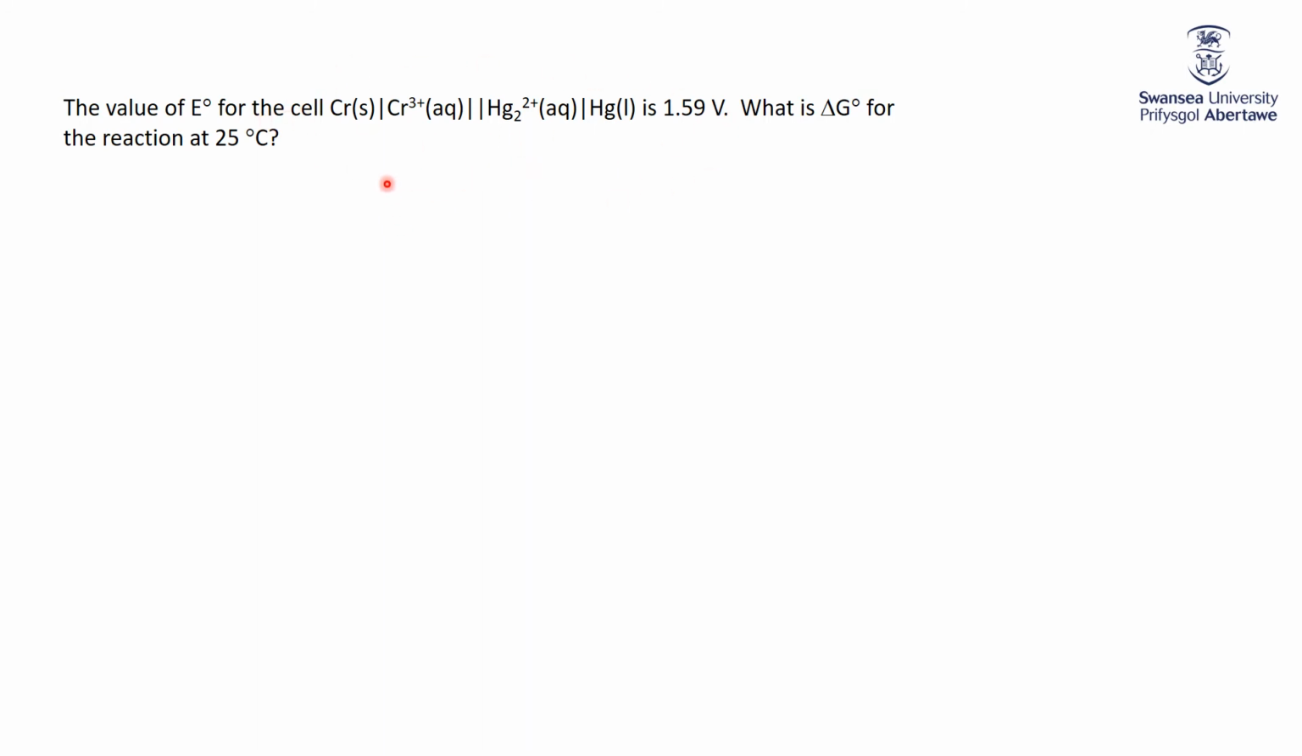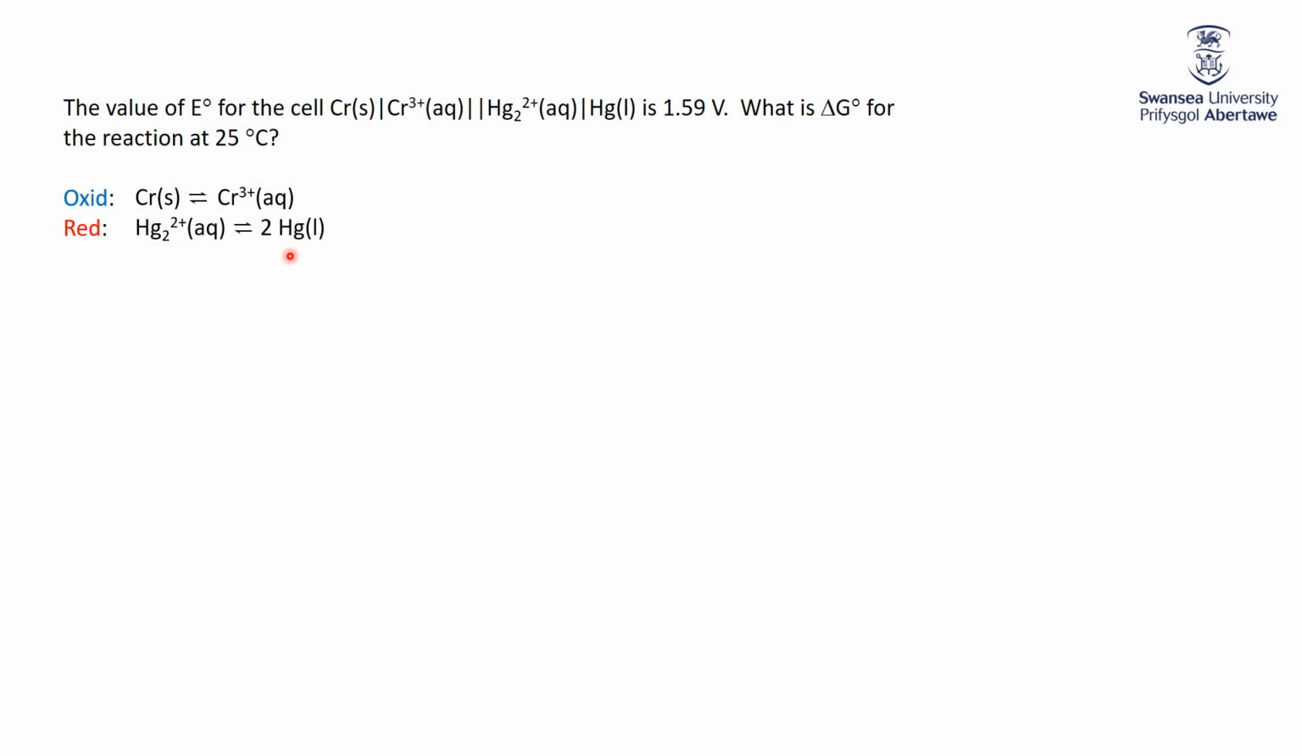Unpack this cell notation, okay? And we see that the oxidation is going from chromium to chromium 3+. The reduction is going from Hg2 2+ to Hg, okay? So we can write that actually in proper equation form, the oxidation, chromium going to chromium 3+, Hg2 2+ going to Hg. We can throw in the balanced version.